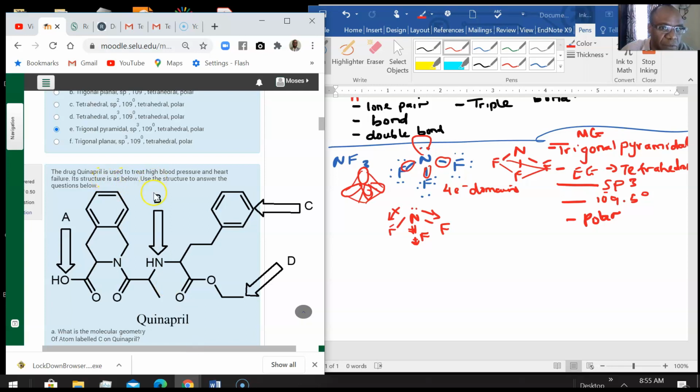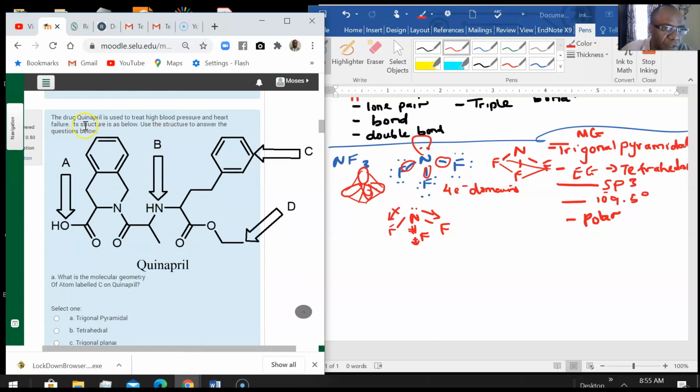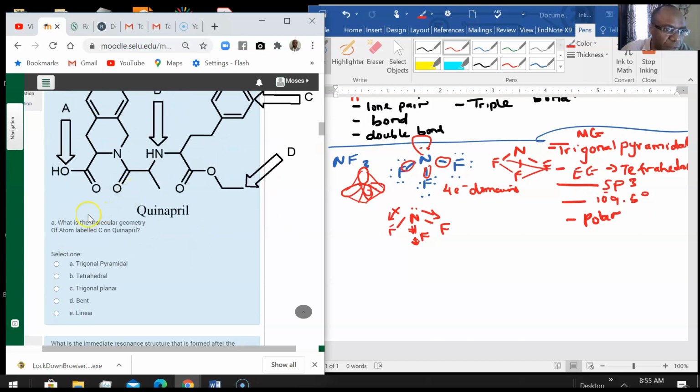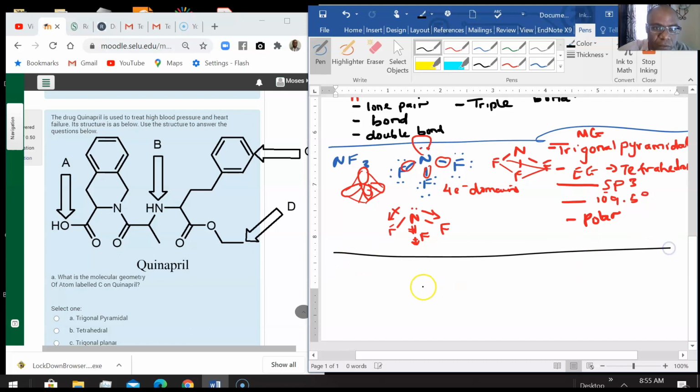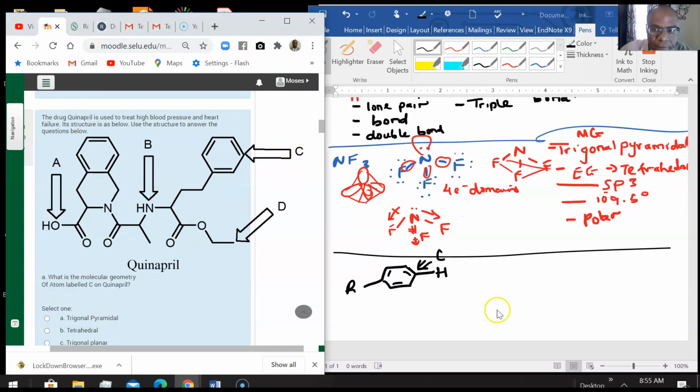This drug, enalapril, is used to treat high blood pressure. The structure is shown below. A. What is the molecular geometry of the atom labeled C? Okay, so where C is, there must be a hydrogen on there. I'm just going to say the rest of the structure is there, because I don't want to waste time drawing the whole drug. So on C there's a hydrogen. Okay, that's why it points to C. This is your C right there.